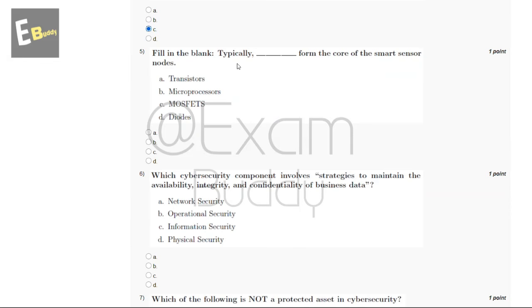Fill in the blank. Typically dash form the core of the smart sensor nodes. So these are the options, and the answer of our fifth question is B, microprocessors. And now let's go to our question number 6.